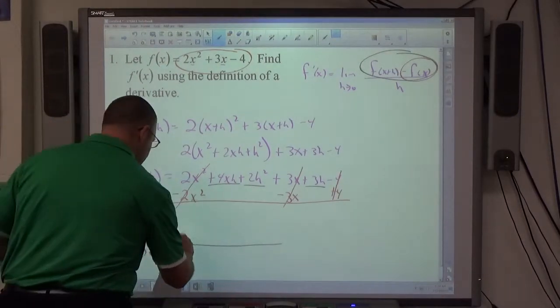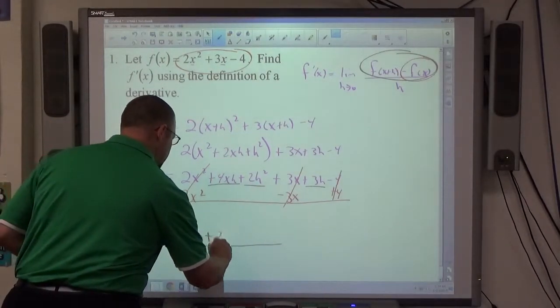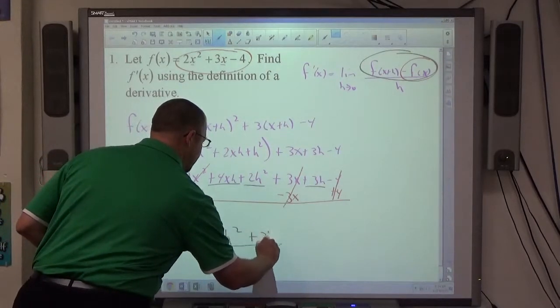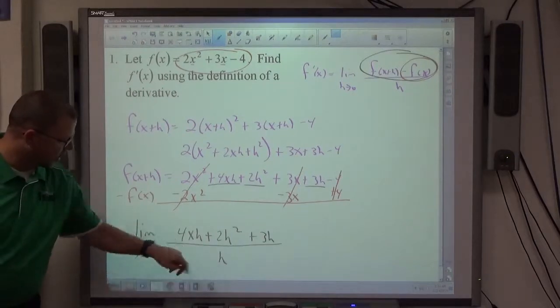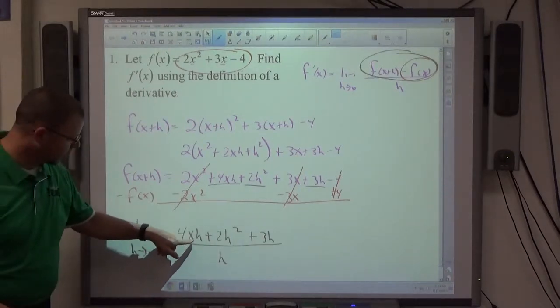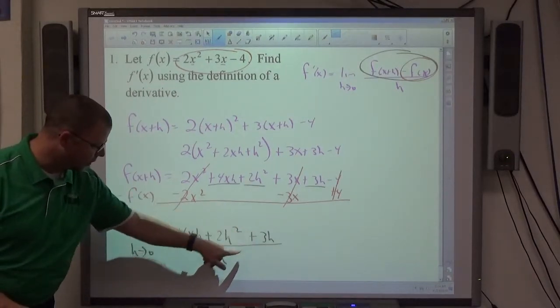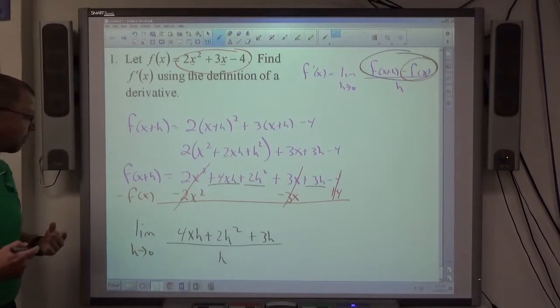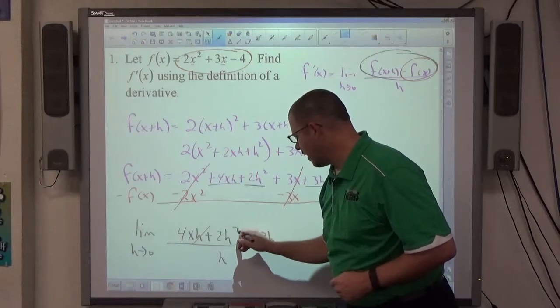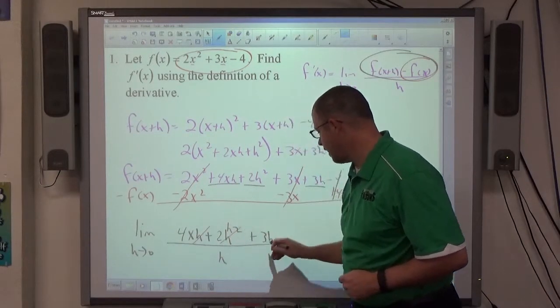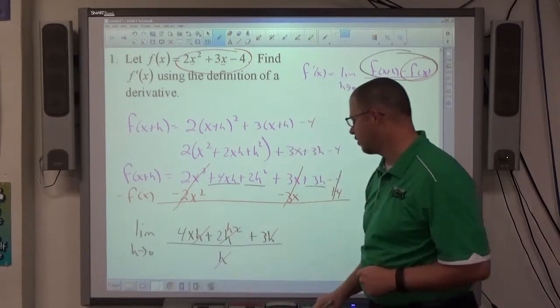So now we're doing the limit as h approaches 0 of the remainder of this difference, which is, again, 4xh plus 2h squared plus 3h all over h. We can't substitute 0 immediately because h is in the denominator, but you'll notice in all four terms, 4xh, 2h squared, 3h, and h all contain h to the first power. So cancellation is allowed. 1h goes away there. H squared changes to h to the first, goes away, h to the first goes away.